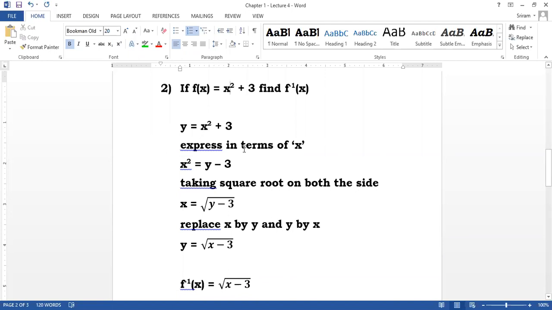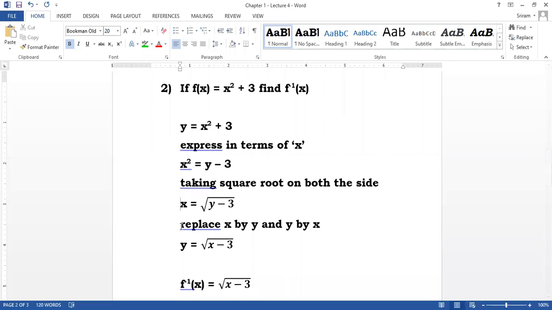That means I am going to express in terms of x. So x squared is equal to, this will become opposite, y minus 3. Now I need only the value of x. So I'm going to take the root on both the sides. So what will happen? x is equal to root of y minus 3. Now we finish up to this. Basically, this is the solution for us.